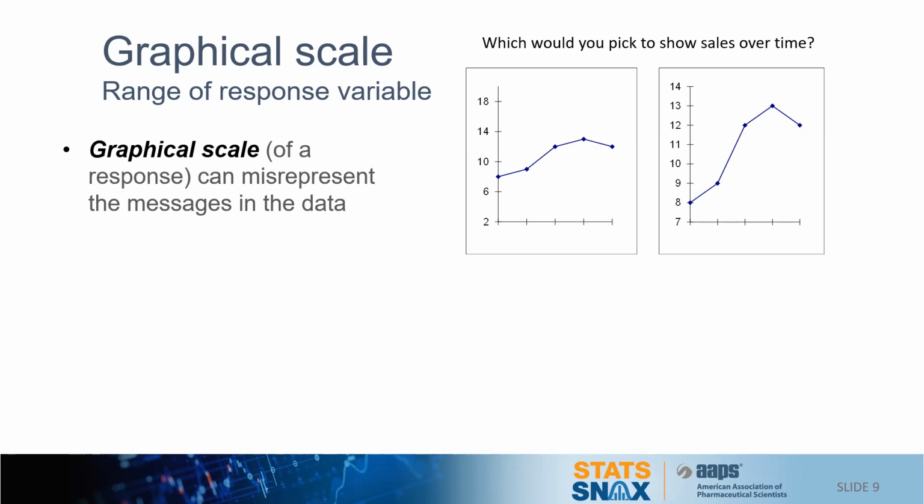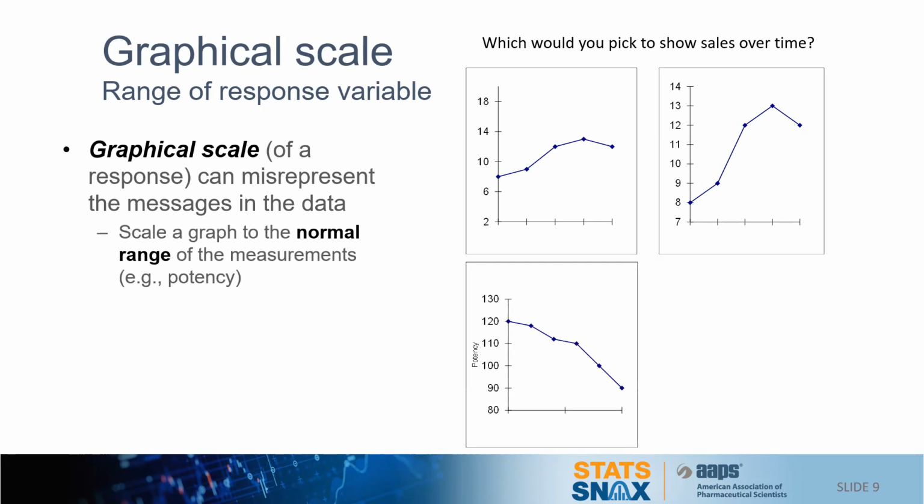However, again, we might say, well, aren't we choosing the plot to draw the conclusion that we'd like to draw? And indeed, we may be doing that. So what we would like to do instead, and with a different graph, is scale the graph to the normal range of the measurements. And in this case, we might consider the case of potency, where potency usually ranges from, say, 80 to 120 or 125%.